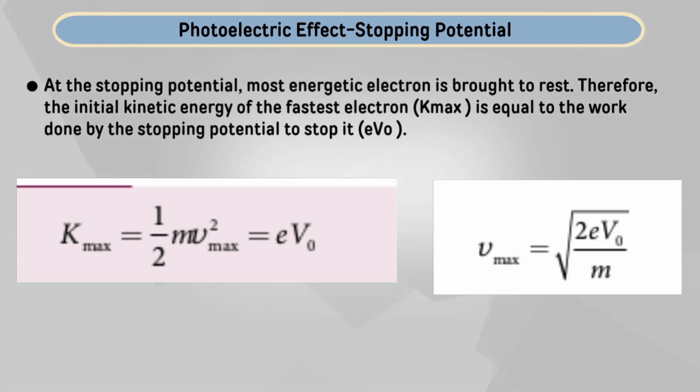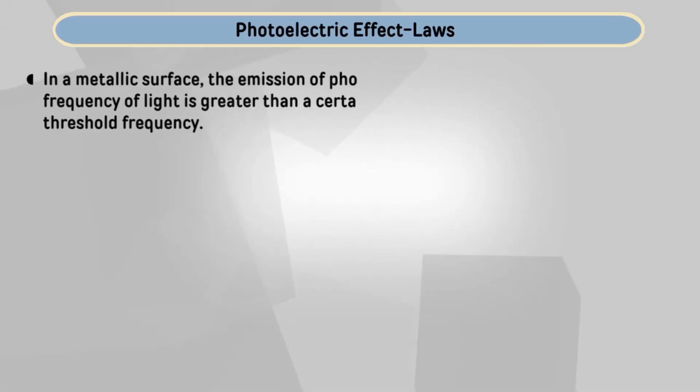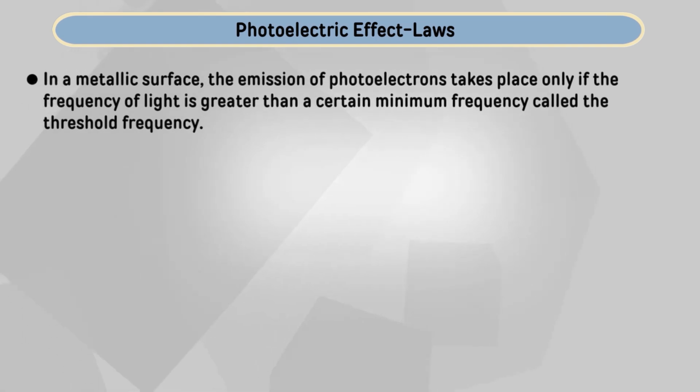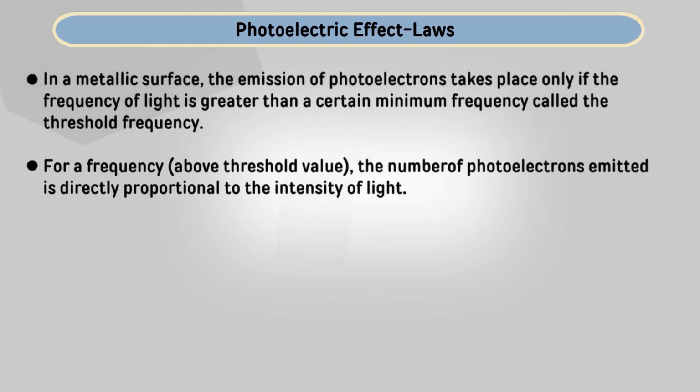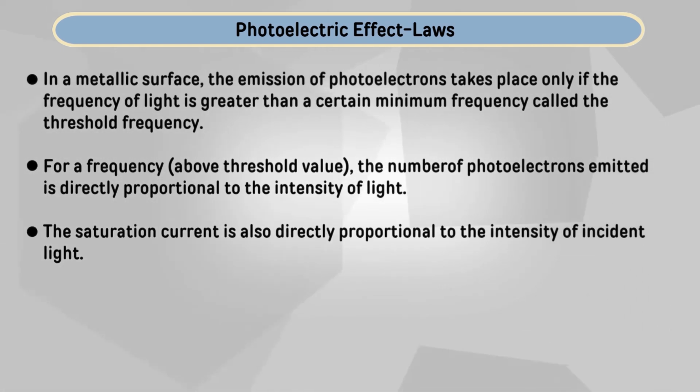Now, let us try to understand the laws of the photoelectric effect on the basis of that experimental observation. The first law: in a metallic surface, the emission of photoelectrons takes place only if the frequency of light is greater than a certain minimum frequency, and that minimum frequency is known as the threshold frequency. For a frequency above this threshold value, the number of photoelectrons emitted is directly proportional to the intensity of light, and the saturation current is also directly proportional to the intensity of incident light.